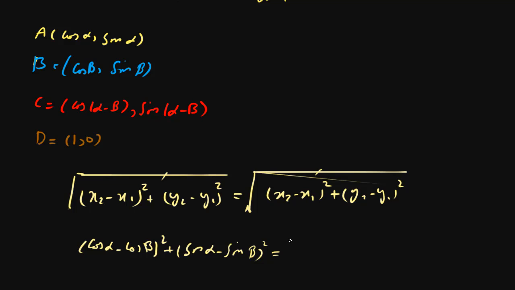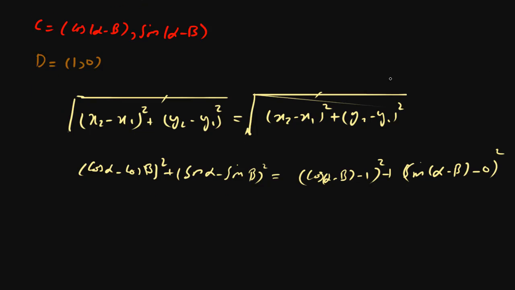Now here we write the values from CD. For C we have cos of alpha minus beta minus 1, squared, plus y, which is sine of alpha minus beta minus 0, squared.